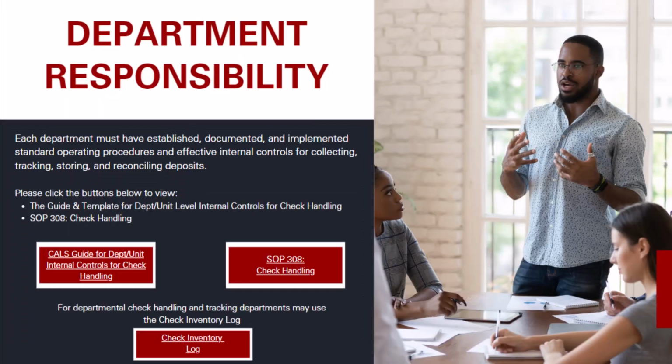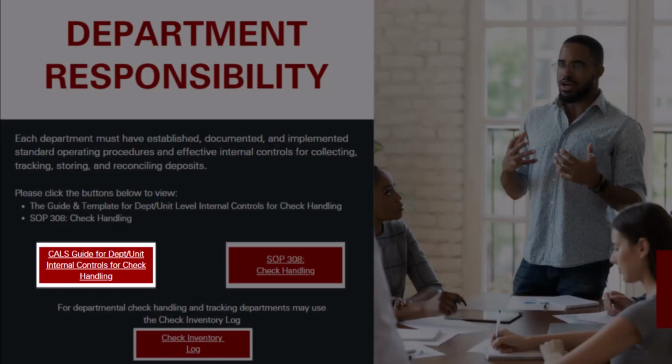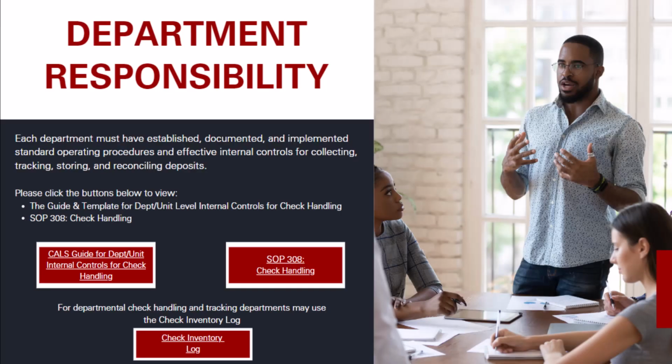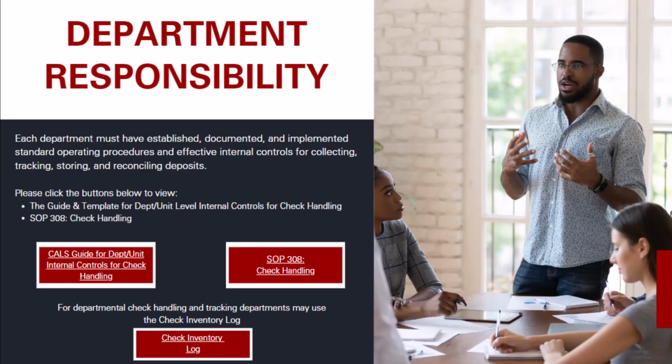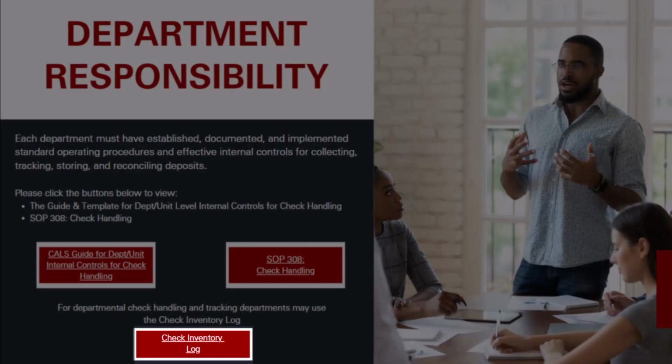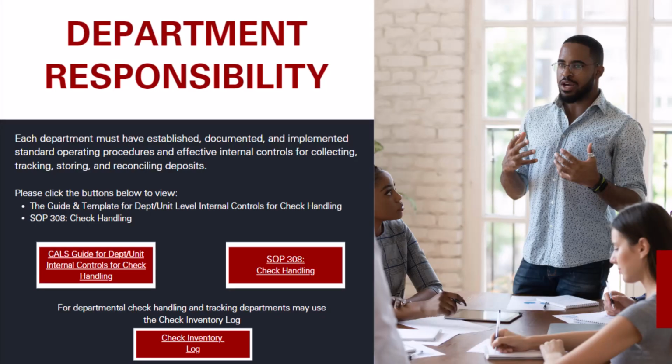For additional information, please use the buttons on this page to review the CAL's Guide and Template for Department and Unit Level Internal Controls for Check Handling and SOP 308, Check Handling. For departmental check handling, departments or units may use the check inventory log to track the funds movement within the department. The log is linked here for your convenience.